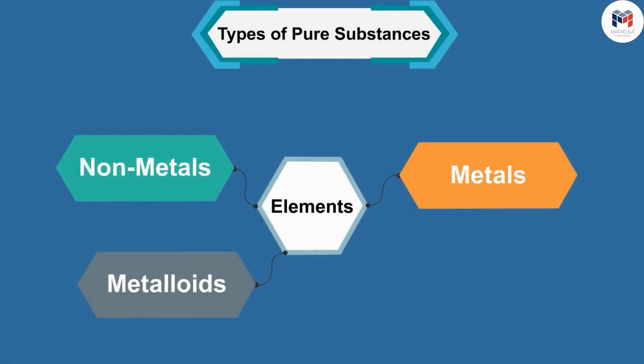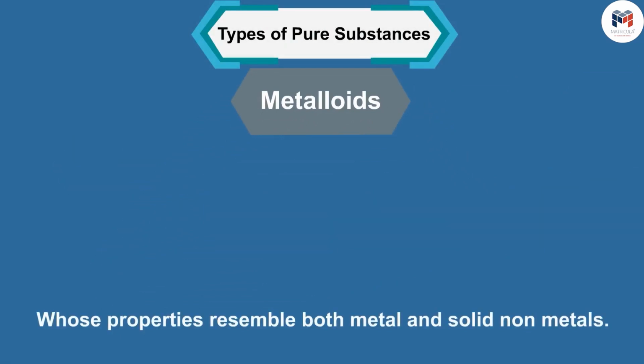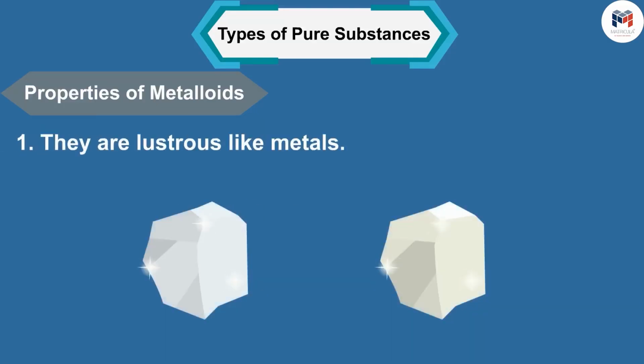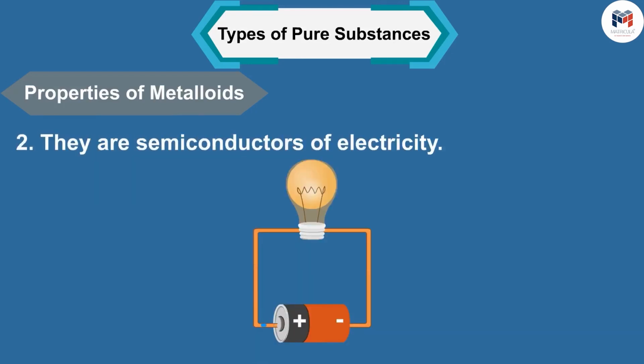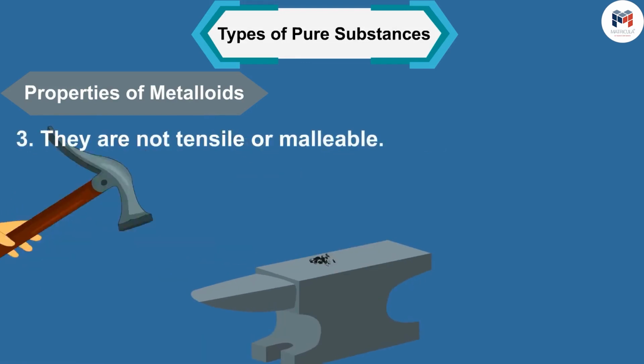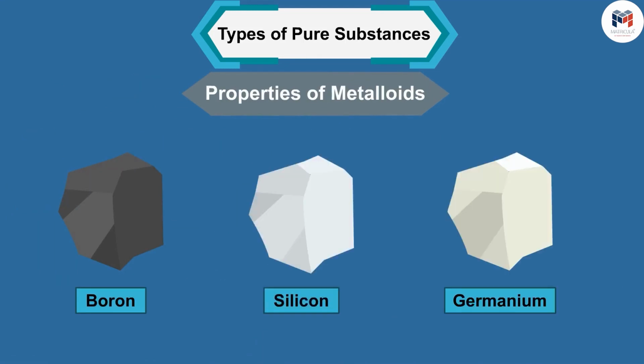And finally, metalloids are substances whose properties resemble both metals and nonmetals. They are lustrous like metals. They are semiconductors of electricity. They are not tensile or malleable. Boron, silicon, germanium, etc. are examples of metalloids.